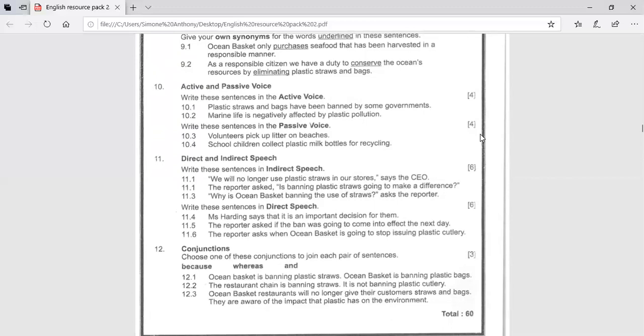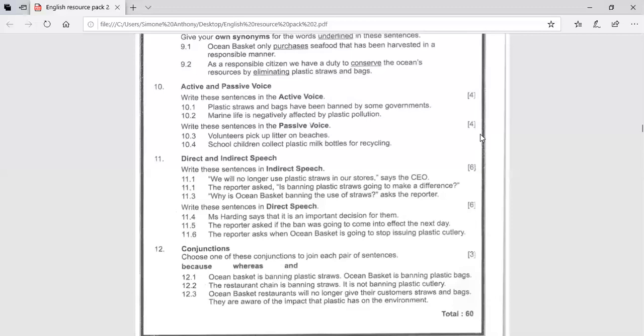Let's look at 10.1. Plastic straws and bags have been banned by some governments. So you would change this by saying, some governments have banned plastic straws and bags. 10.2, marine life is negatively affected by plastic pollution. So your answer would be plastic pollution negatively affects marine life.